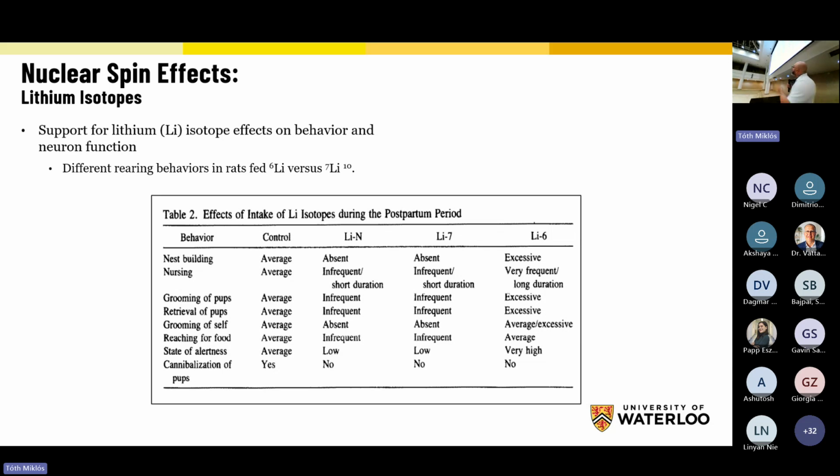So in this case particularly, if we look at the nursing, a control group has an average amount of nursing. The lithium-7 group, or the natural lithium group, has an infrequent or short duration of nursing. The lithium-7 is short and infrequent, whereas the lithium-6 is very frequent and long duration. And so it seems to be a behavioral level effect, but it's based on only a change in the nuclear spin of that lithium.